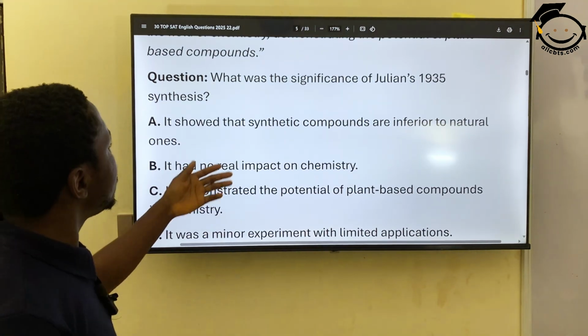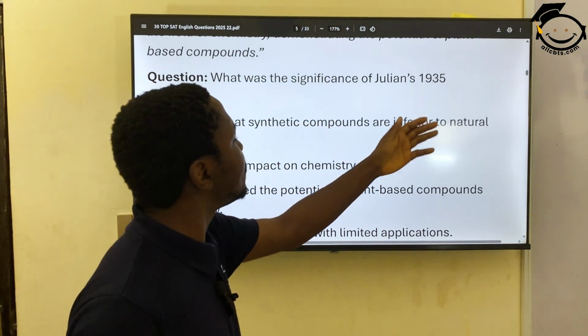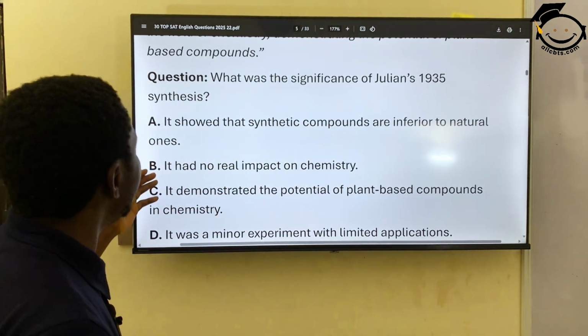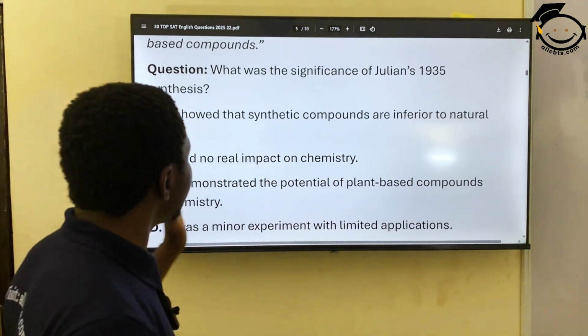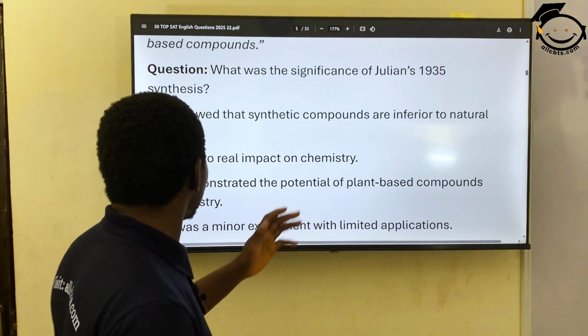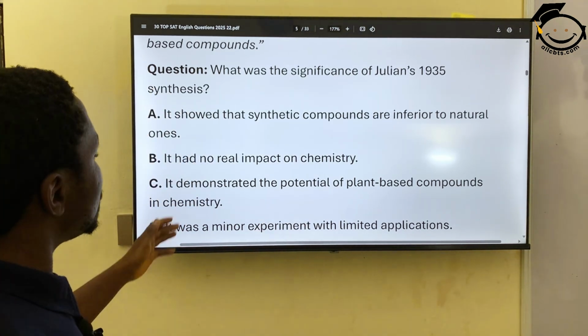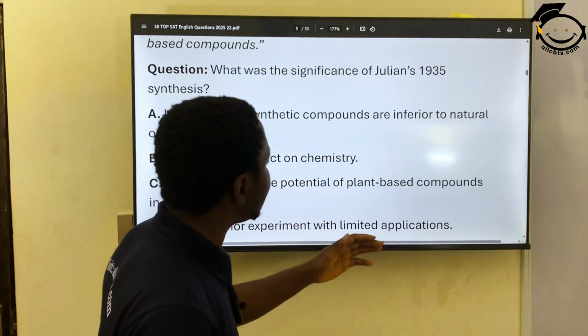synthesis? A. It showed that synthetic compounds are inferior to natural ones. B. It had no real impact on chemistry. C. It demonstrated the potential of plant-based compounds in chemistry. D. It was a minor experiment with limited applications.